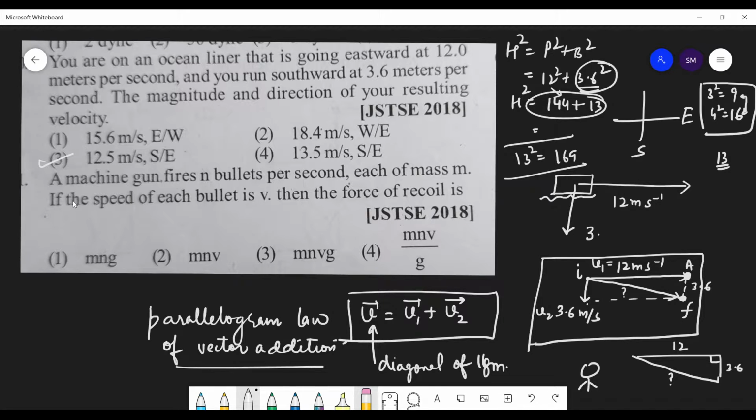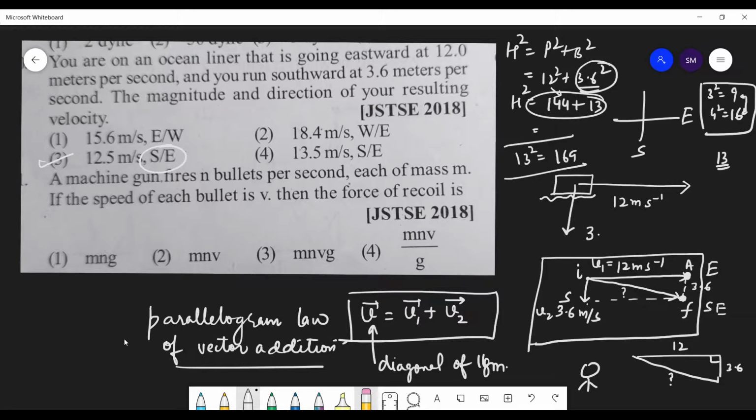So these you can solve. And what is the direction? You can check the direction. Which direction? Southeast. So this is the east direction, this is the south direction. So this resultant, this diagonal, is in the direction of southeast. Agreed, students?